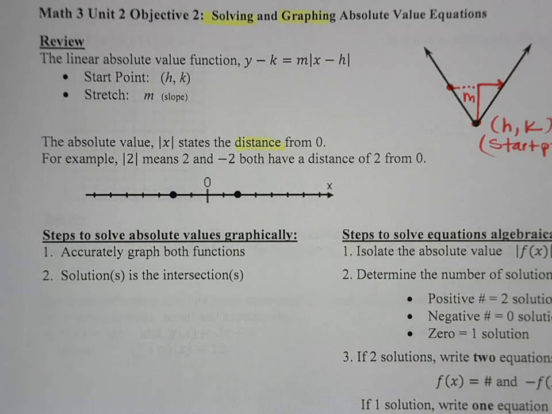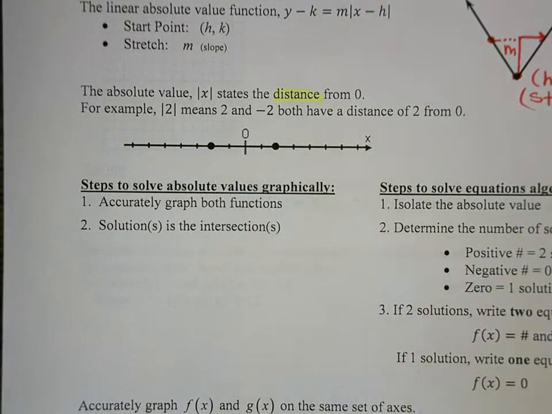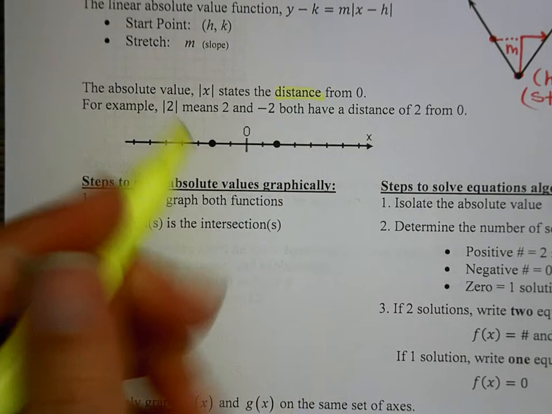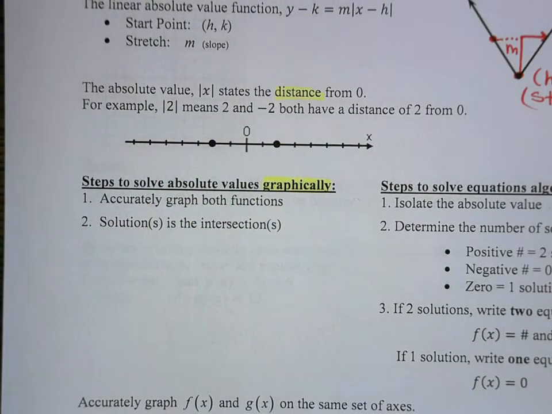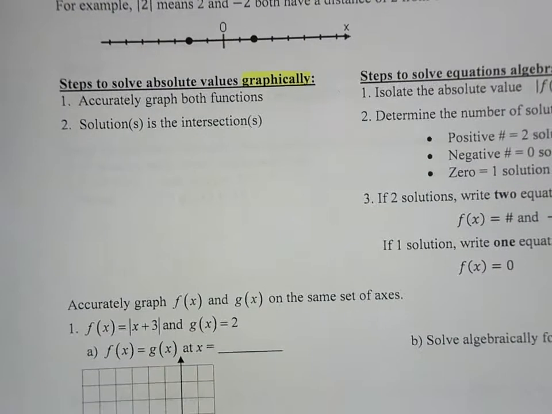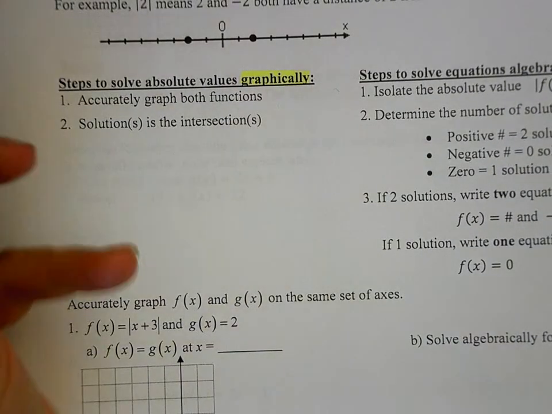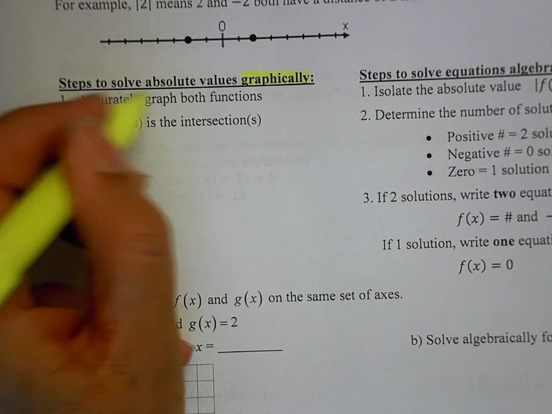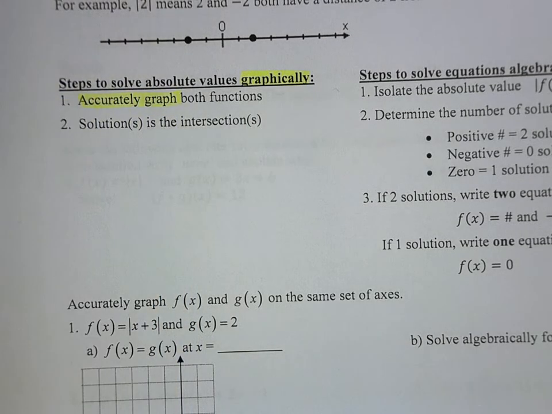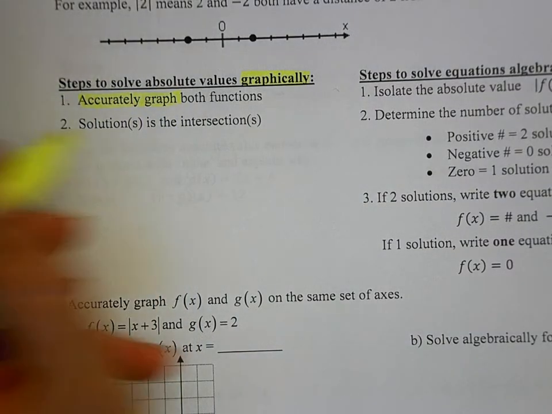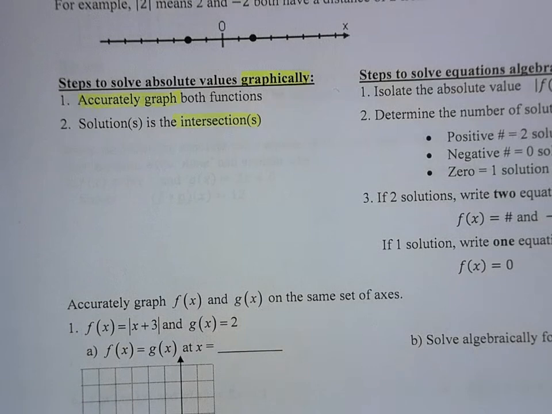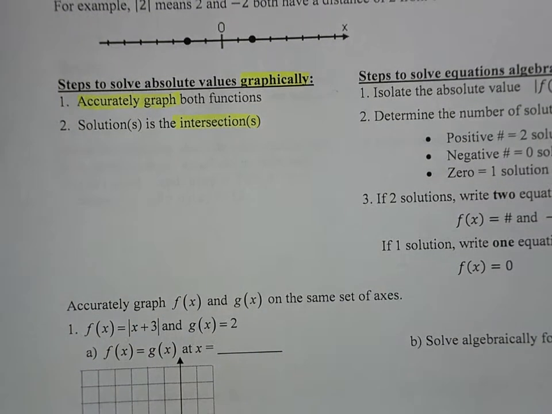So for questions 1, 2, and 3, we're going to be doing both solving graphically and algebraically. Let's start with just solving graphically. So we're going to start with those steps first. Our first step is we want to make sure that we are very accurate when we graph our functions. So we want to accurately graph both of our functions, and then our answer is going to be where they are intersecting. So our first step would be to graph and then look for their intersection.